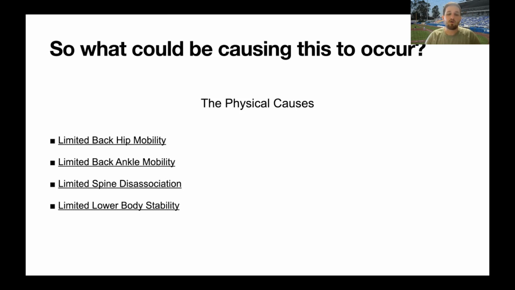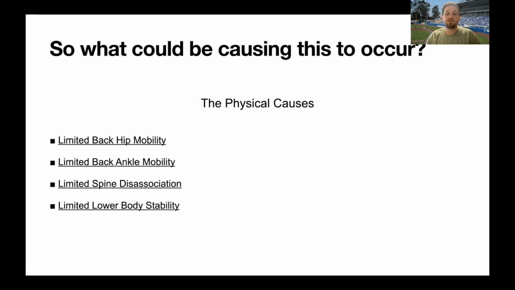But when we're looking at the physical causes, what usually causes sway is limited back hip mobility. Back hip internal rotation is paramount for full rotation into the back hip without any lateral sway during the negative move. If the body is unable to rotate around the back hip due to joint or muscular restriction, lateral movement will dominate the pattern, causing you to sway.